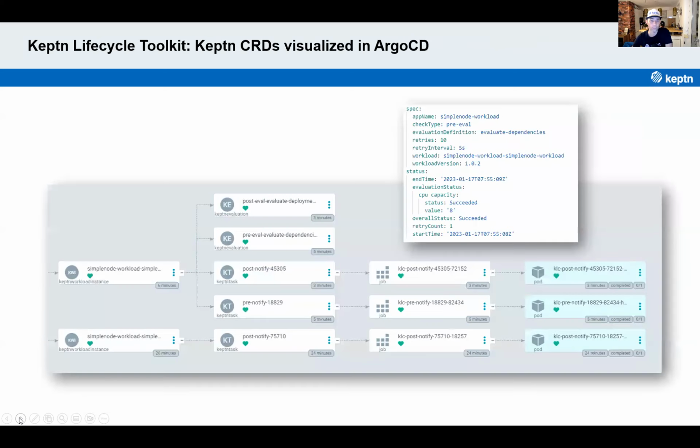And for Argo users, what we have right now, we also have an extension where we are visualizing some of the Keptn tasks and CRDs that we are creating, because whenever we detect a new version, we're creating a CRD for that particular application version, and then you also see the individual tasks.